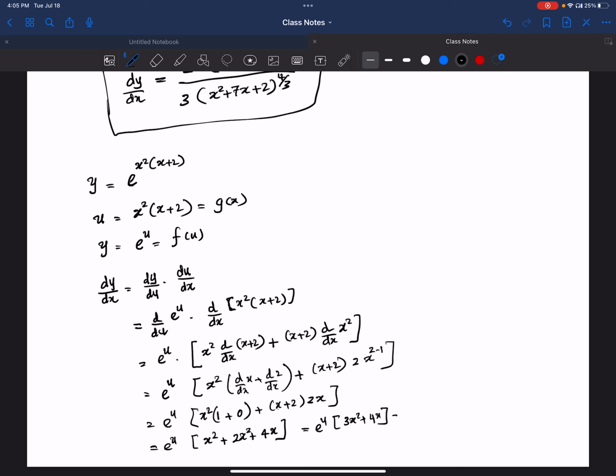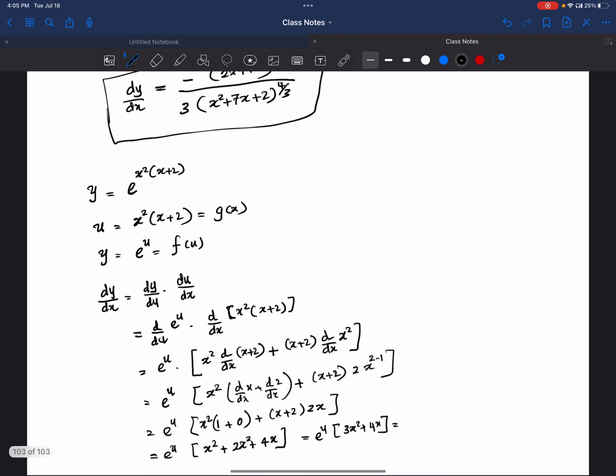You can take x and substitute for u. You can put x e to the power x squared times (x plus 2), and you have x times (3x plus 4). Well, that's the solution.